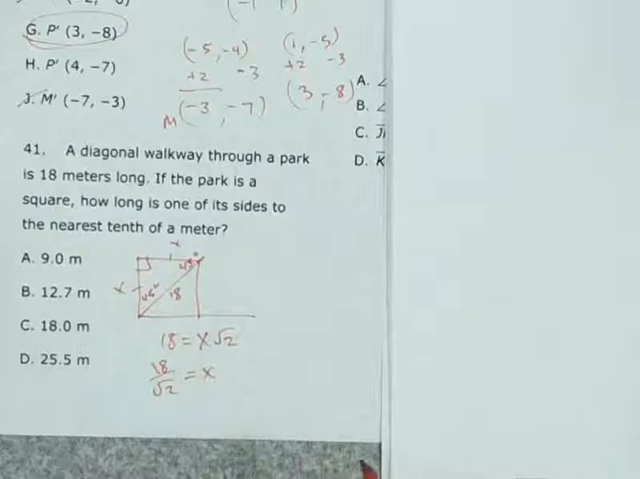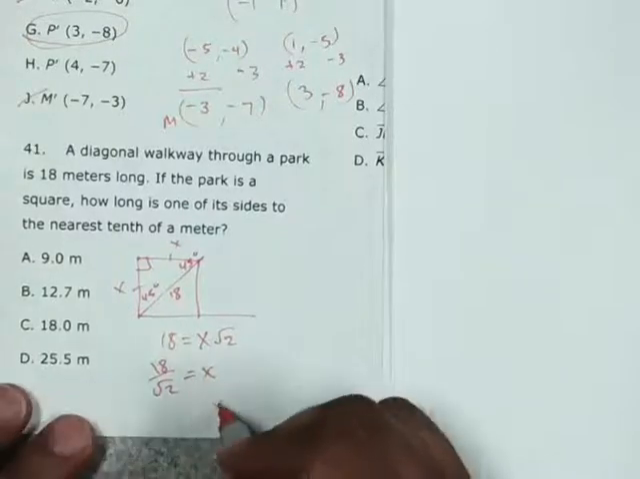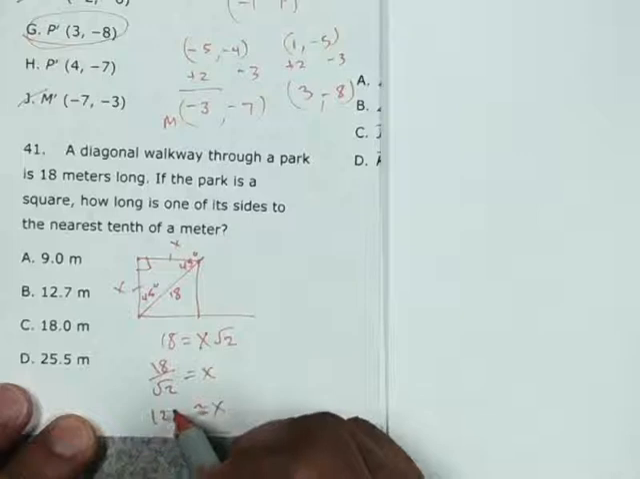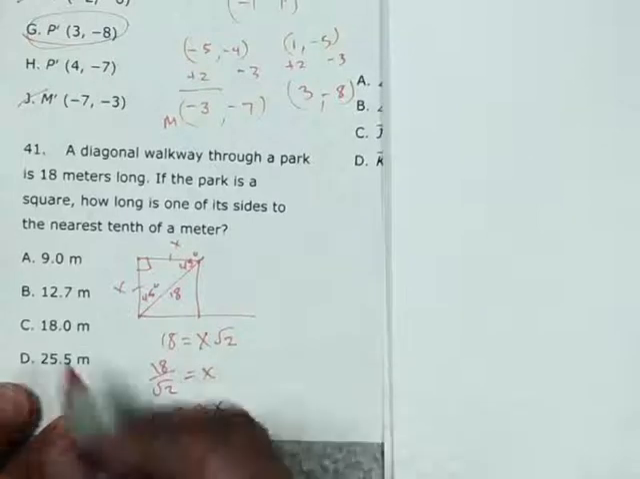Now, because it's not asking me to answer this in radical form, I can just put 18 divided by the square root of 2 in the calculator. I don't have to do any simplifying there. This is going to round, however, to 12.7, which is B.